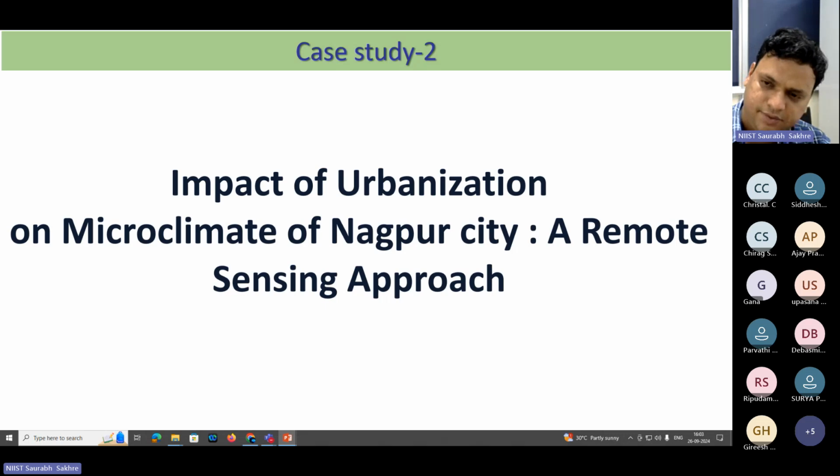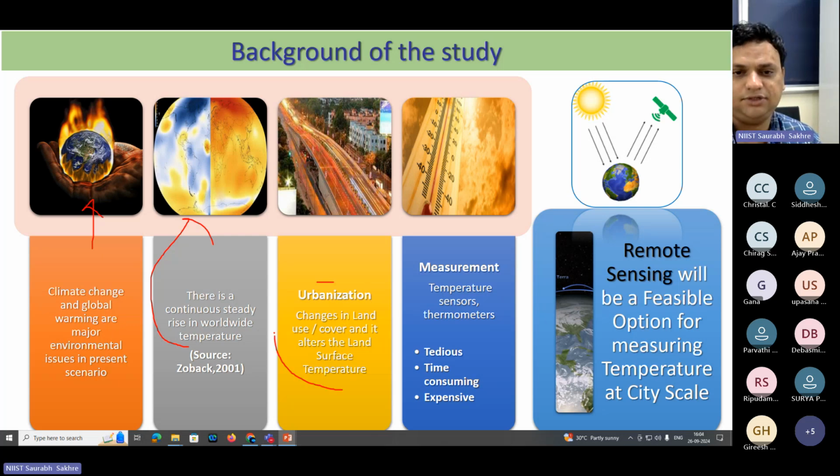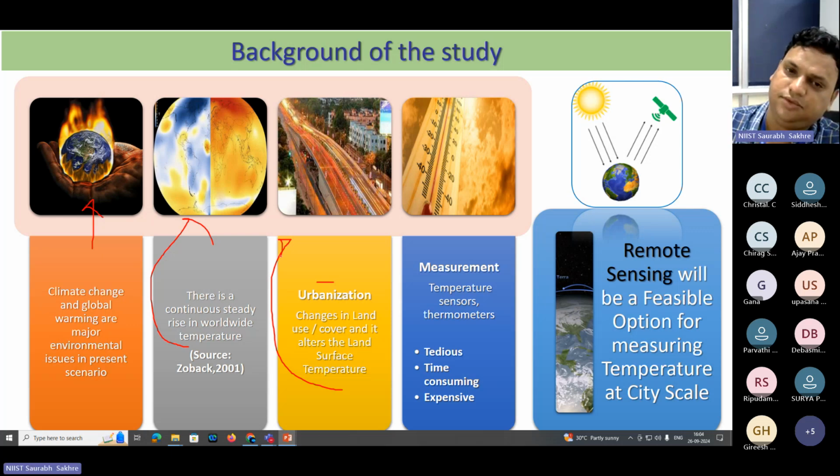Why am I specifically mentioning a remote sensing approach? Because many times we know that climate change and global warming are major environmental issues in the present scenario, right? And there is a continuous steady rise in worldwide temperature, that also we know, right? And it has been observed that urbanization, which is a change in land use land cover, alters the land surface temperature. When you are constructing something by scraping the vegetation or the water body of that area, you convert the city to a surface which has more temperature-bearing capacity, meaning it will retain the temperature.